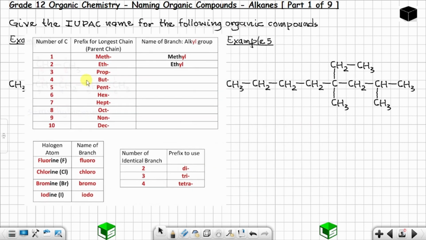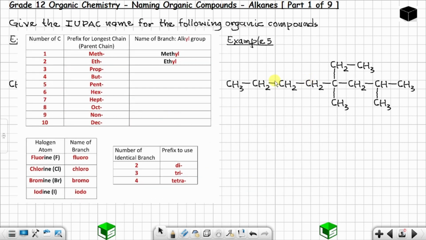Let's see example number 5. Now on example number 5, let's identify the longest continuous chain. Is it this one? 1, 2, 3, 4, 5, 6, 7, 8. Or 1, 2, 3, 4, 5, 6. This is 6. Or you can do this 1, 2, 3, 4, 5, 6, 7. Or 1, 2, 3, 4, 5, 6, 7, 8. So the longest continuous chain is 8. So you have 8 carbon there, or 8 carbon like this.